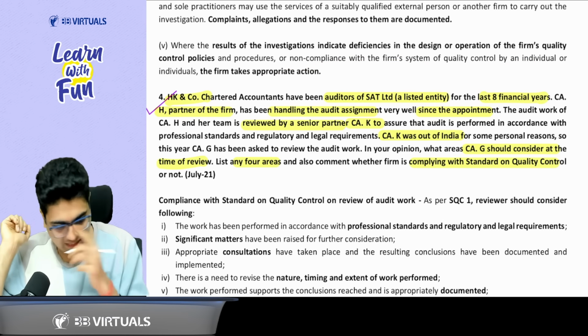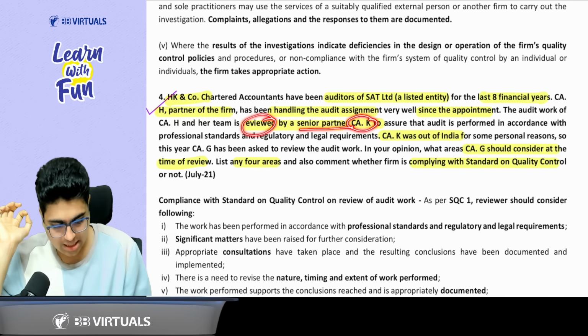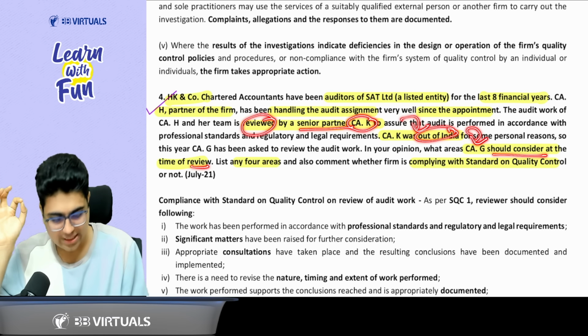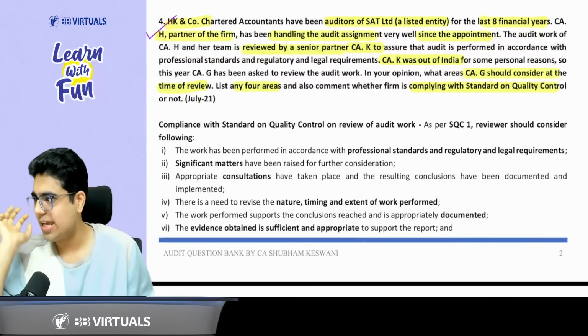Okay, sir. Now, sir, they say that review was to be done by a senior partner CAK, but CAK was out of India. So CAG should consider the review. That means again a senior will review the work of junior member. So what are the 4 areas? Again, any 4 areas you can write.